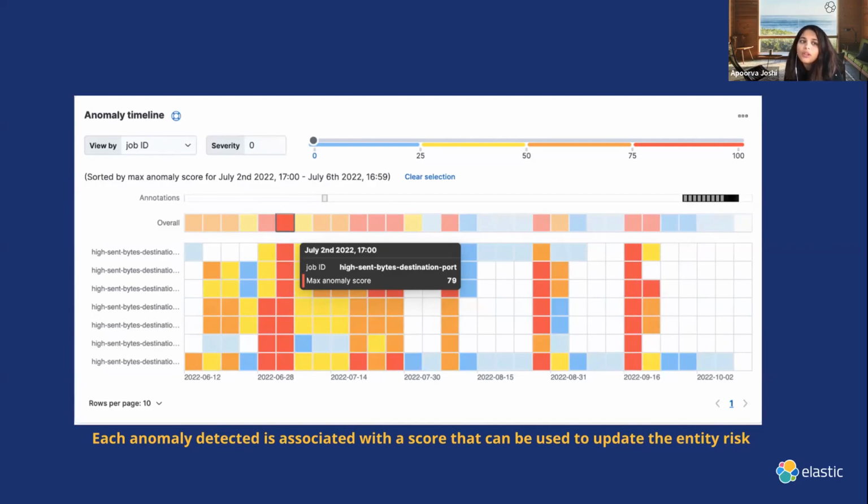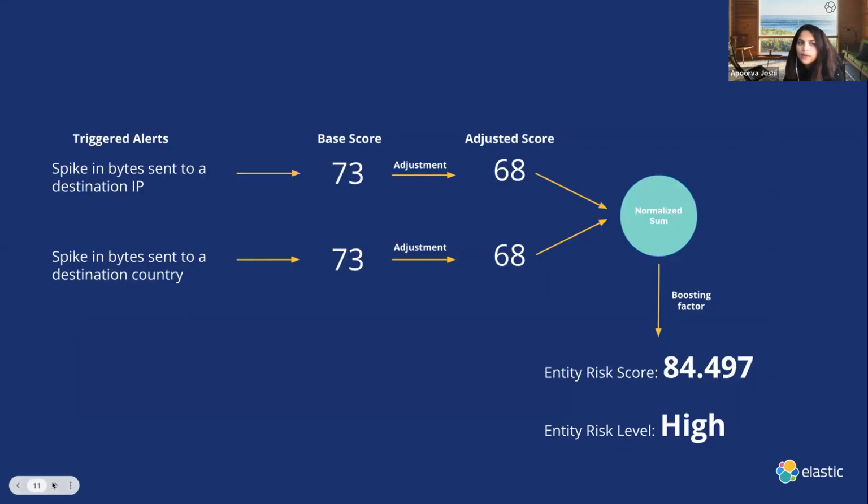with an anomaly score. And the intuition behind the anomaly score is the higher the anomaly score, the more anomalous the activity is. And this score can then be used to decide the severity of the alert generated based on this activity, which in turn can be rolled up into the risk score for the specific entity.